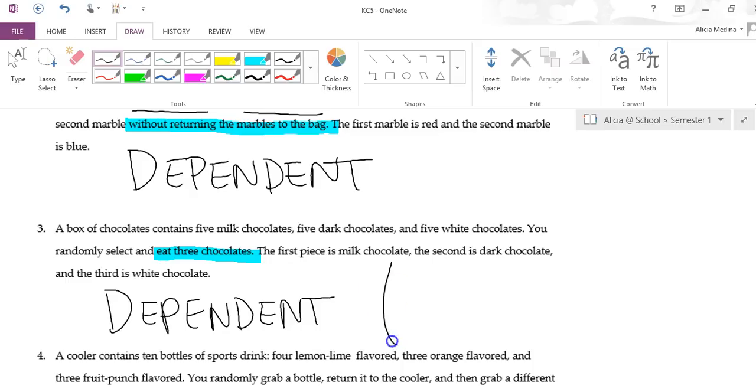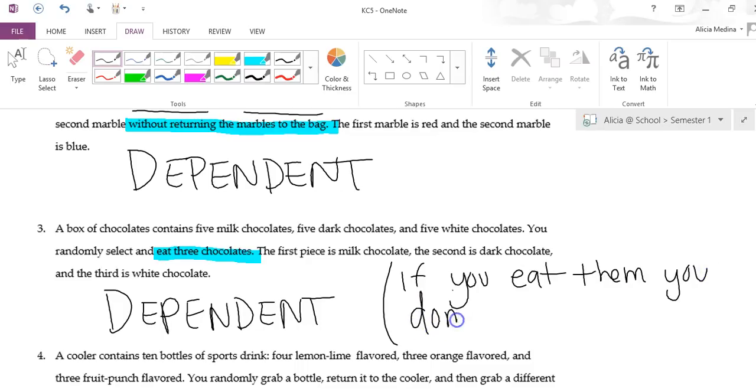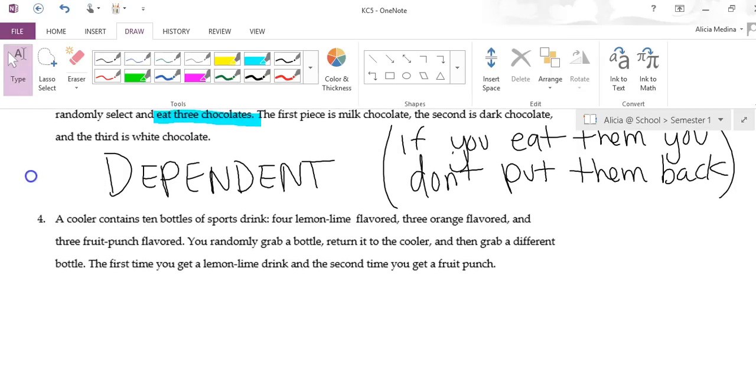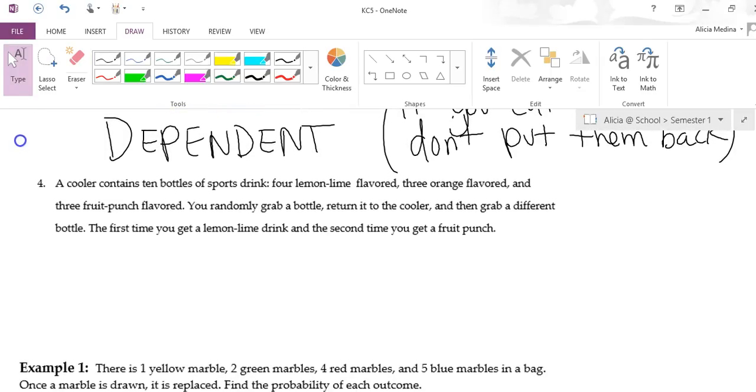So the reason why it is dependent, if you want to put on the side, is if you eat them, you don't put them back. Right? So you're eating a chocolate. So one less chocolate every time you pick one. So that is why it's dependent. It's going to depend on whatever you got first.